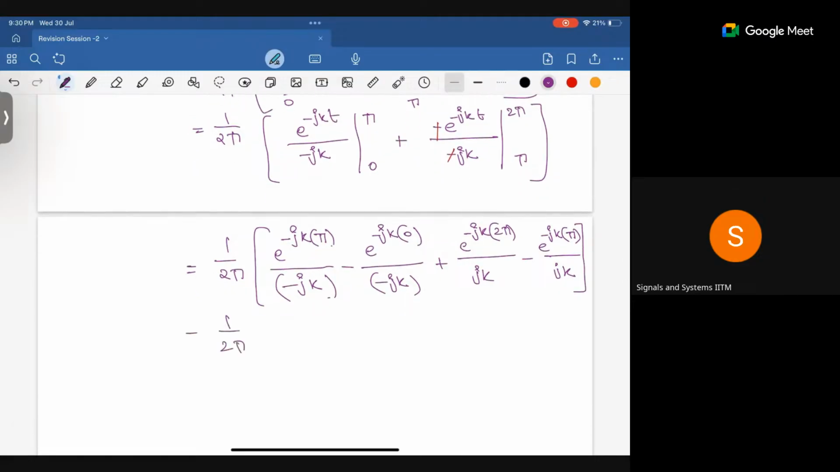And now I can simplify this further. So I have e power minus jk pi divided by jk minus, here also it is minus e power minus jk pi divided by jk. These two will get added to each other, and it will just become minus 2 times e power minus jk pi divided by jk. And then this is 1 by minus into minus, it will just be plus.